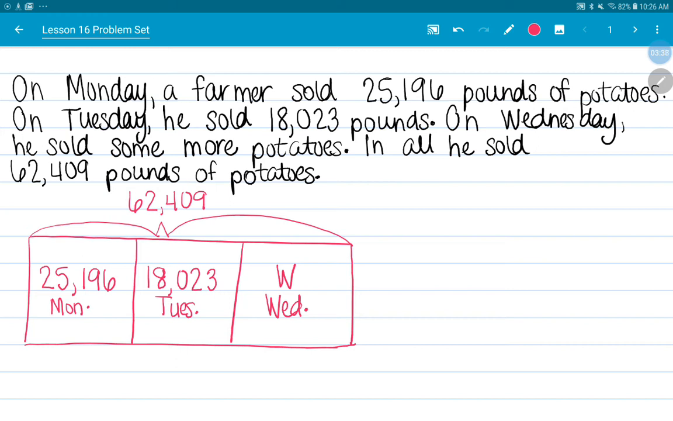Okay, so let's look at part A. It says, about how many pounds of potatoes did the farmer sell on Wednesday? Estimate by rounding each value to the nearest thousand, then compute. Compute just means to find the answer. So for A, we're going to round each one to the nearest thousand. If I round 18,023 to the nearest thousand, I have 18 thousands and 0 hundreds. Is that going to be above the midpoint or below? Below. So it's going to round to 18,000.